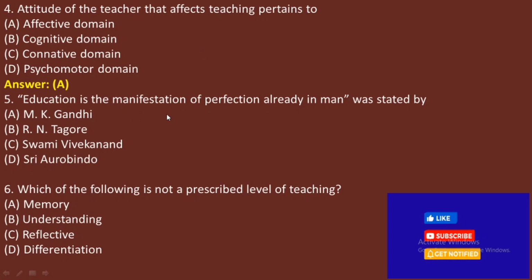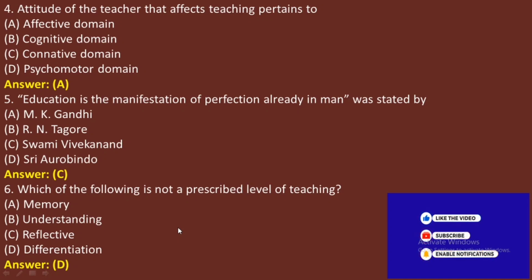Education is the manifestation of perfection already in man, was stated by the great patriotic monk of India, whom we call Swami Vivekananda. He said that education is the manifestation of perfection already in man. And which of the following is not a prescribed level of teaching? Memory, understanding, reflective and differentiation. Here option is D, that is differentiation. It is not a prescribed level of teaching.